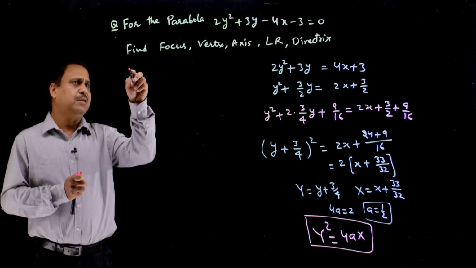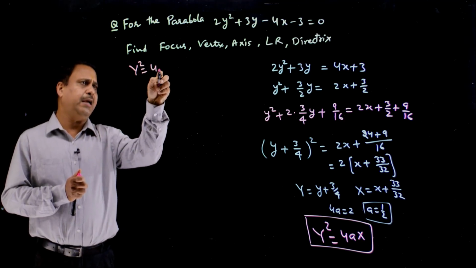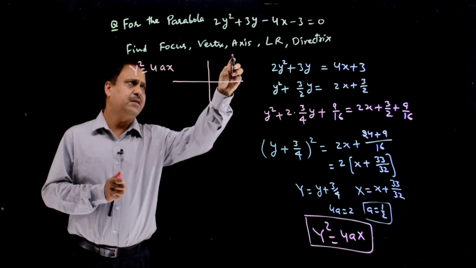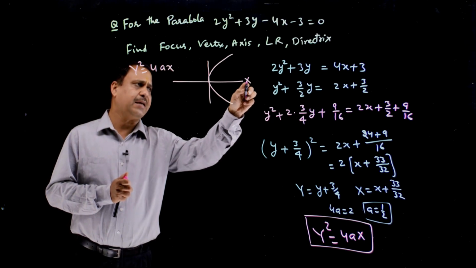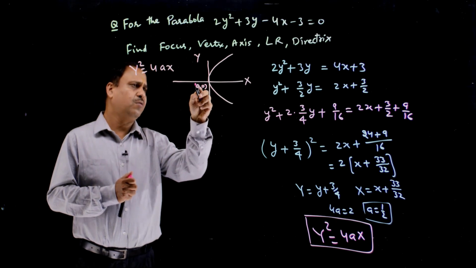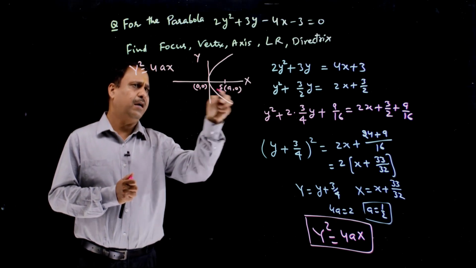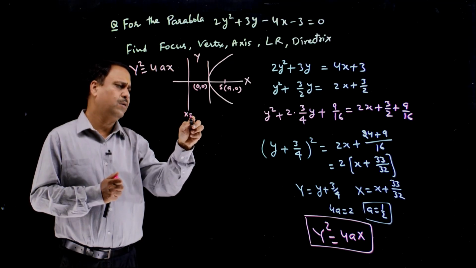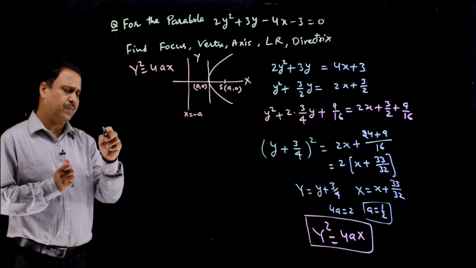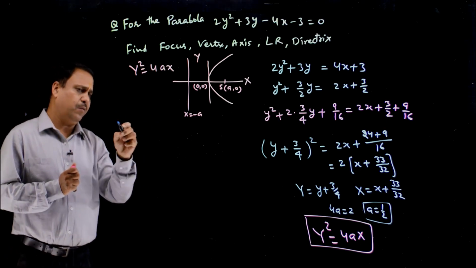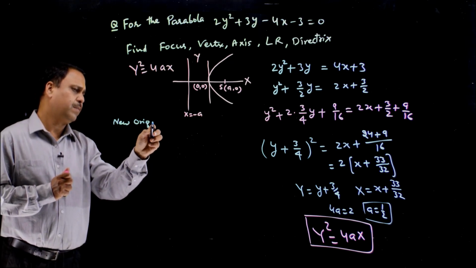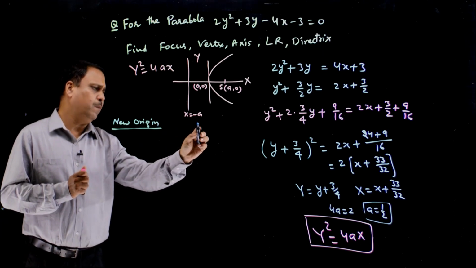Let us first draw Y² = 4aX so that you can easily connect between these two things. Y² = 4aX is a parabola of this type. This is capital X, this is capital Y. My original origin was somewhere else. The vertex is (0, 0), the focus S is (a, 0), and the directrix is X = −a. This is what I know already. So we can make two columns here: with respect to the new origin, and with respect to the old, original one.